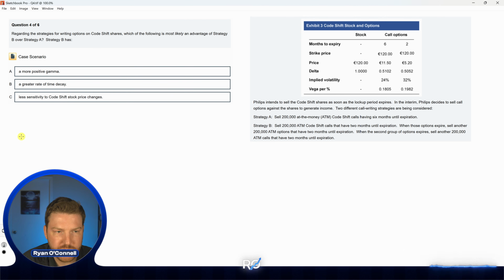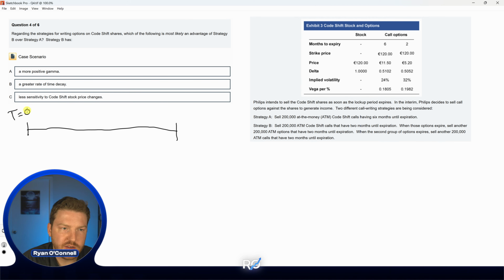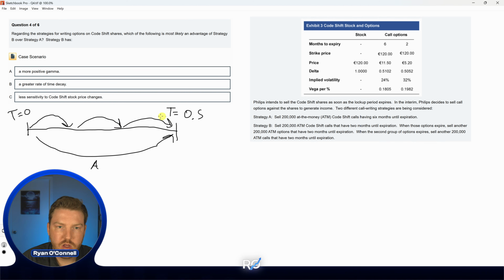So strategy A is basically saying, let's say we draw a timeline, and this is today, t equals 0, and then this is going to be t equals 6 months from now, or half a year into the future. Strategy A is like, let's just buy a call option that is going to cover this entire period to hedge for us. Whereas strategy B is like, let's sell 1/3, then let's do another 1/3, and then let's do another 1/3 like that.